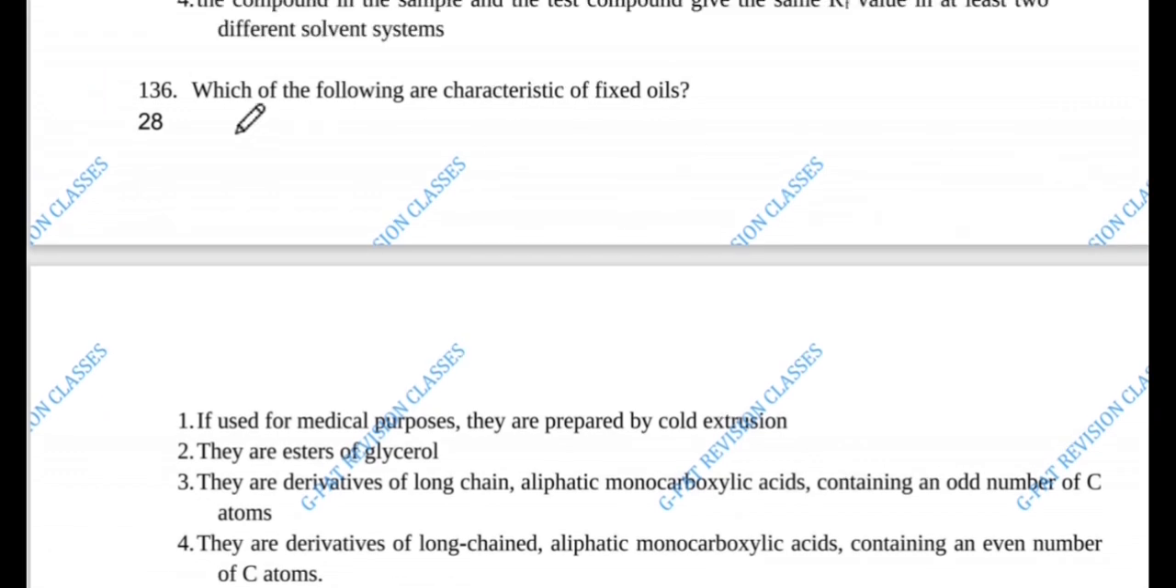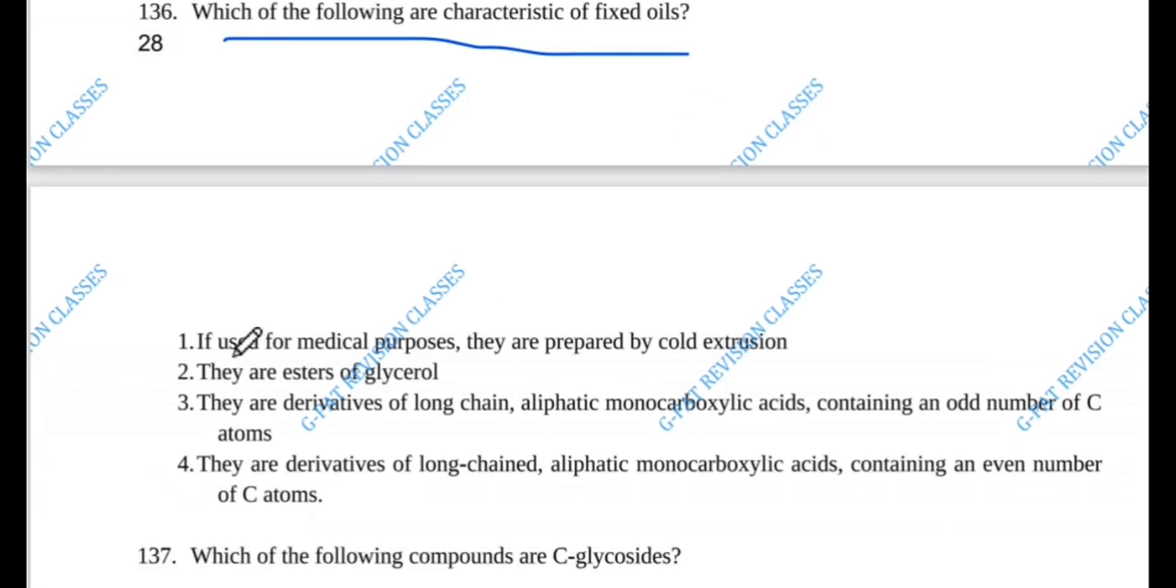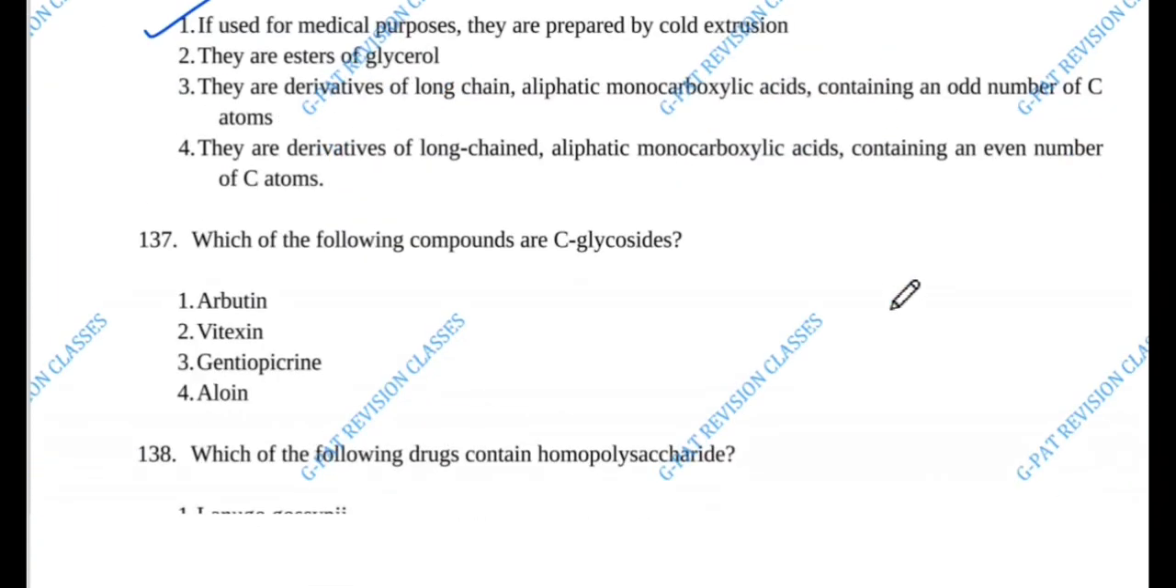Next is question number 136. Which of the following are characteristic of fixed oils? The answer is first, if used for medical purposes, they are prepared by cold extraction. The answer is first.